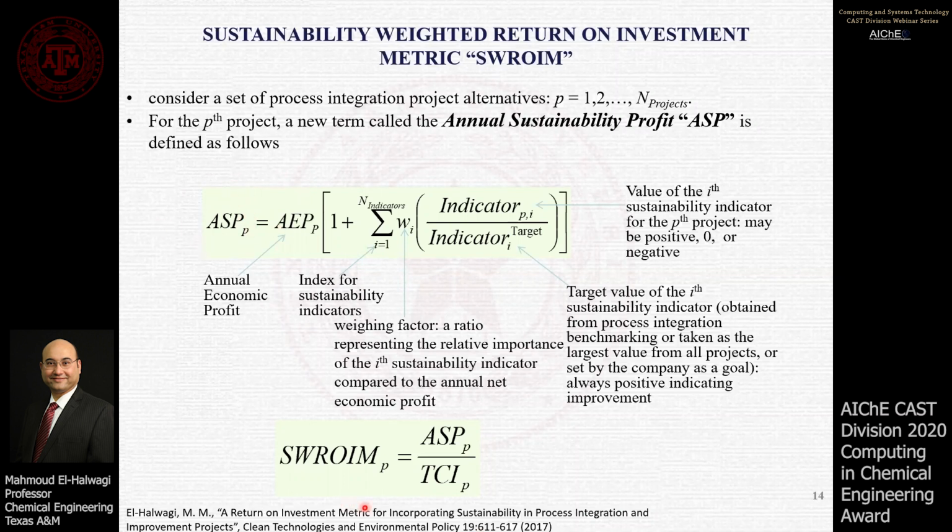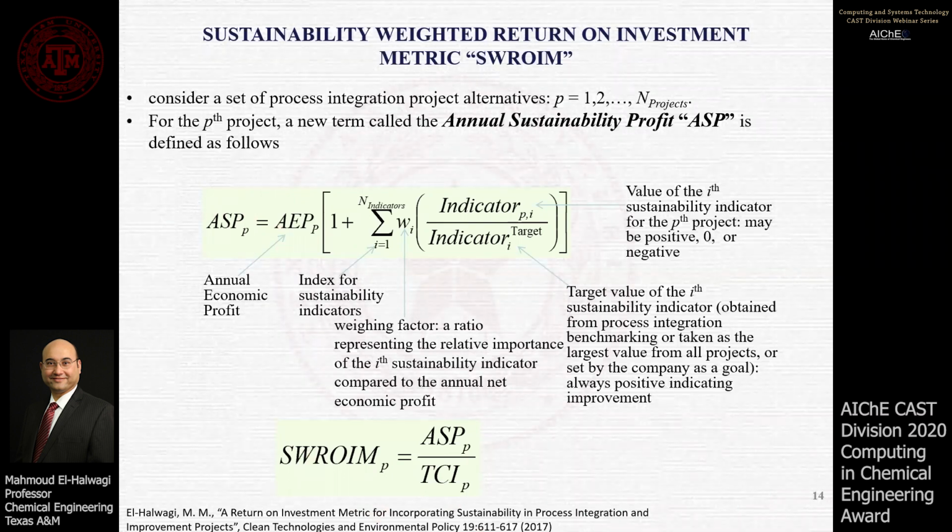If we divide it by the total capital investment, we get a sustainability weighted return on investment metric, which is analogous to the return on investment. And so the decision makers will have two numbers. We'll have the conventional return on investment, and we'll also have the sustainability weighted return on investment, which has the economic implications and the profitability implications of all the sustainability indicators.